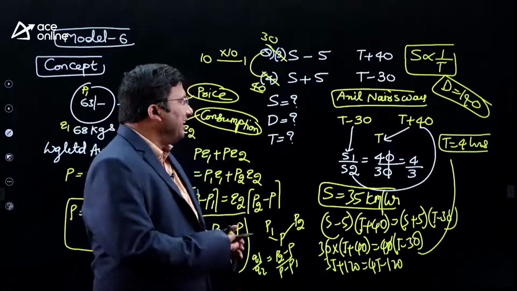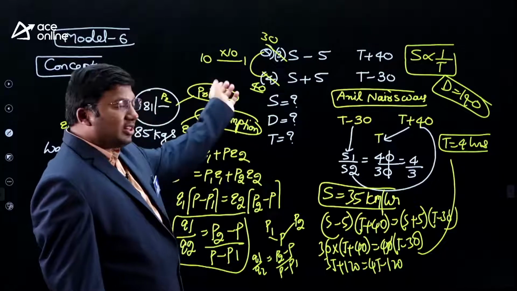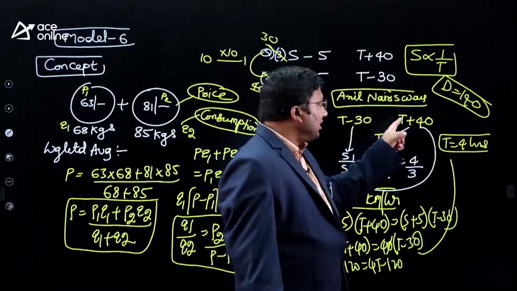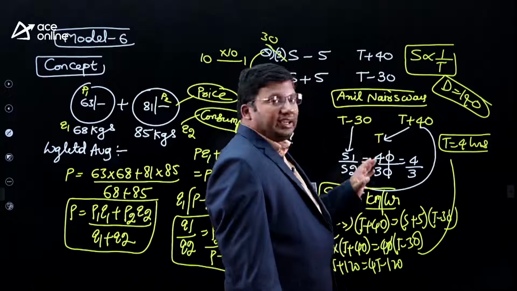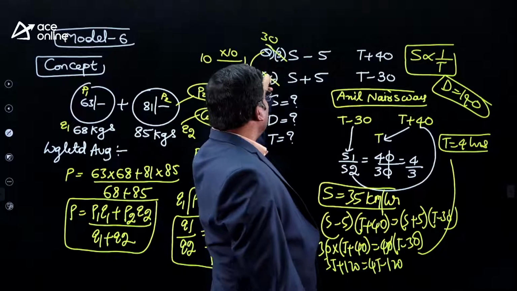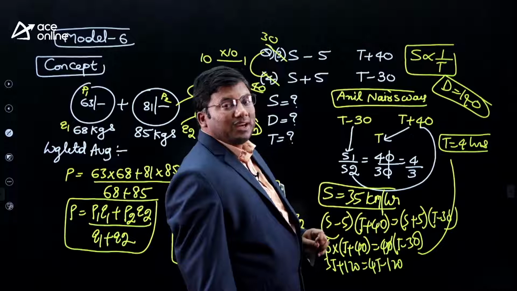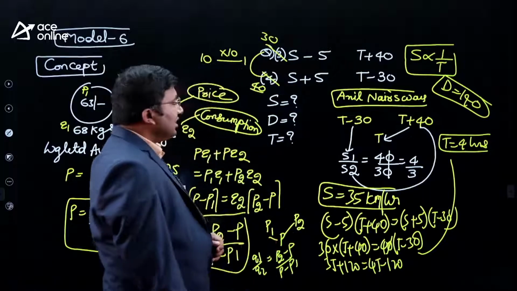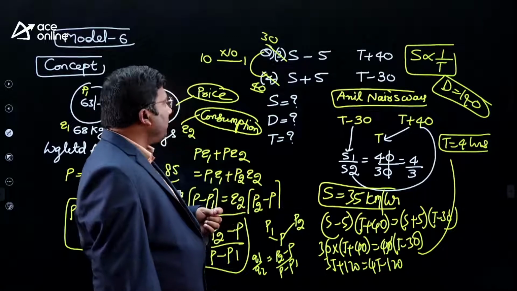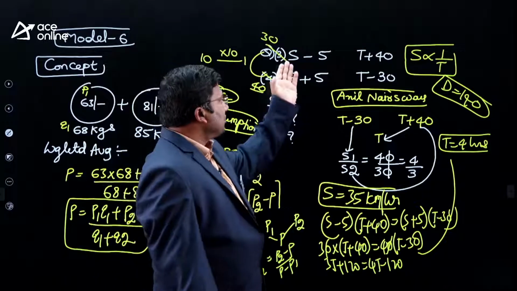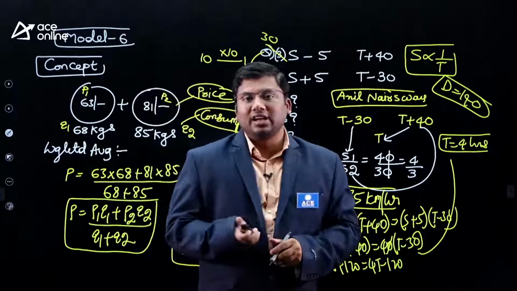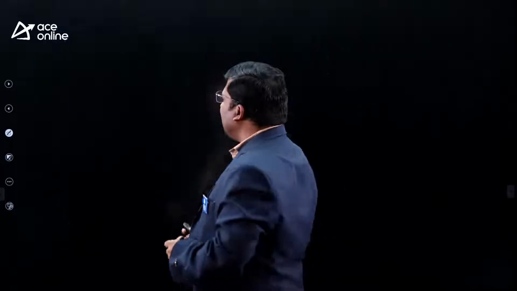I hope the idea is clear. No equation is needed. Again I am explaining: lowest is T minus 30, highest is T plus 40, and the average is T. The ratio is 4:3, difference 1, and 1 becomes 10. So 3 tens are 30, S minus 5 is 30, and S is 35 kilometers per hour. Once you get S, speed into time is distance. Equate, and I will get the time period. I hope the idea is clear.